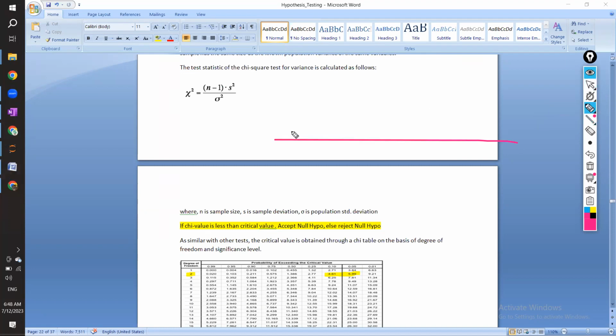Why? Because you will have the graph over here. If the critical value is somewhere over here, and your chi-square value is less than that, then obviously you are in the null hypothesis region. So if you are moving towards the null hypothesis, we need to accept the null hypothesis. But if it is greater, then you need to reject the null hypothesis. That we will see.